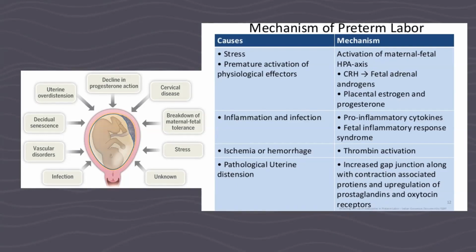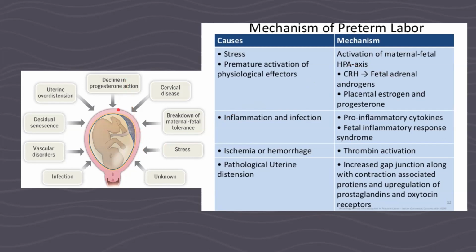Okay, so now we'll talk about the mechanisms of preterm labor. It can actually be triggered in several different ways. Stress is going to be a major one, and the way that it triggers preterm labor is basically by prematurely activating the normal process of how we progress to labor. By activating the maternal-fetal HPA axis, it's going to increase CRH production, increase estrogen, and increase prostaglandin production.